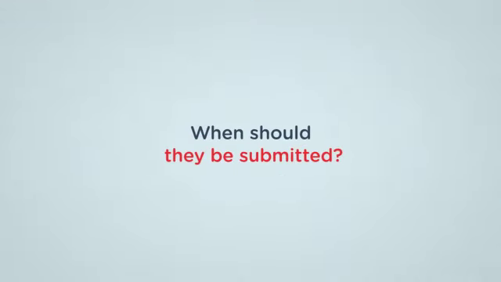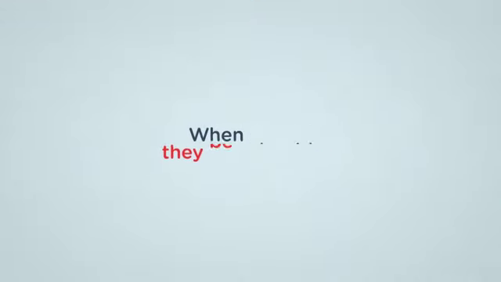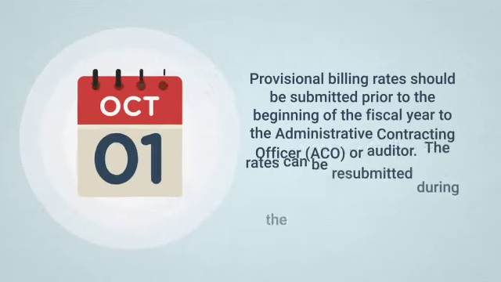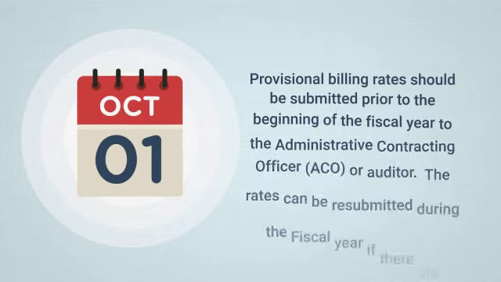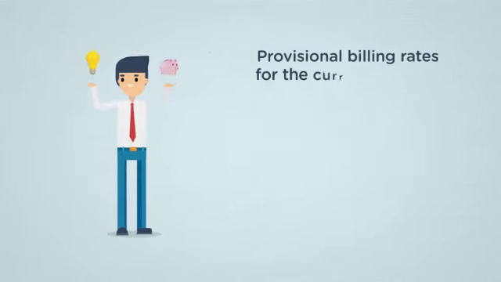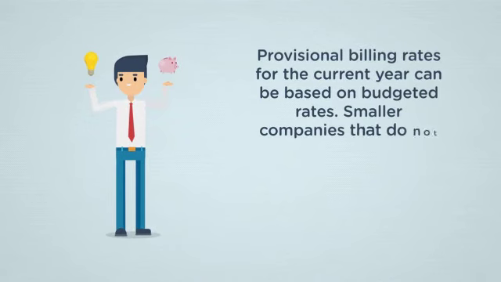When should they be submitted? Provisional billing rates should be submitted prior to the beginning of the fiscal year to the administrative contracting officer or auditor. The rates can be resubmitted during the fiscal year if there are significant variances. Provisional billing rates for the current year can be based on budgeted rates.